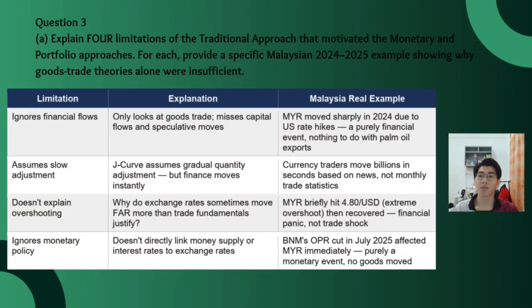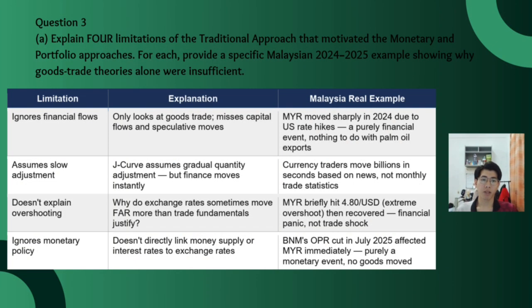Question 3a explains 4 limitations of the traditional approach that motivate the monetary and portfolio approach. For each, provide a specific Malaysian example from 2024 to 2025 showing why goods trade theory alone was insufficient. Limitation: it ignores financial flow, only looks at goods trade, and misses capital flow and speculative moves. Malaysia real example.